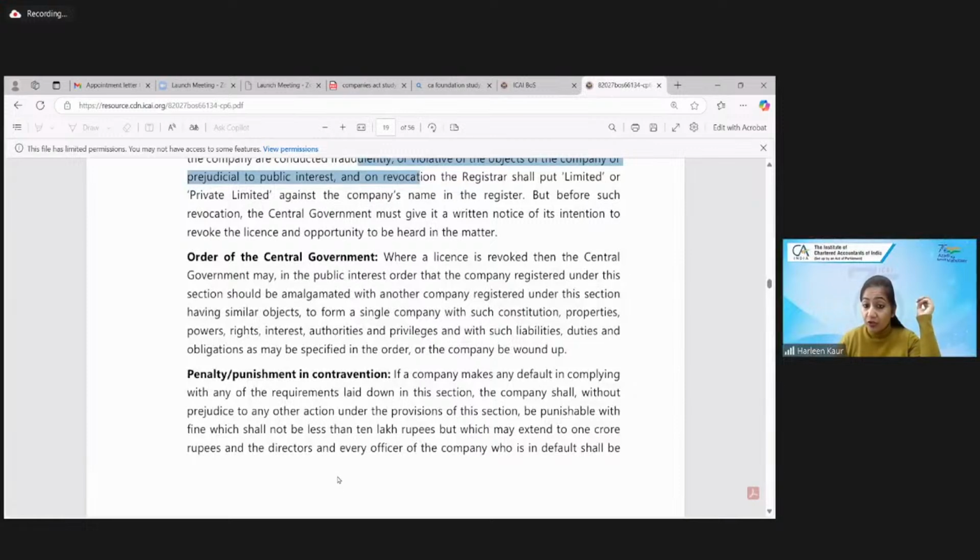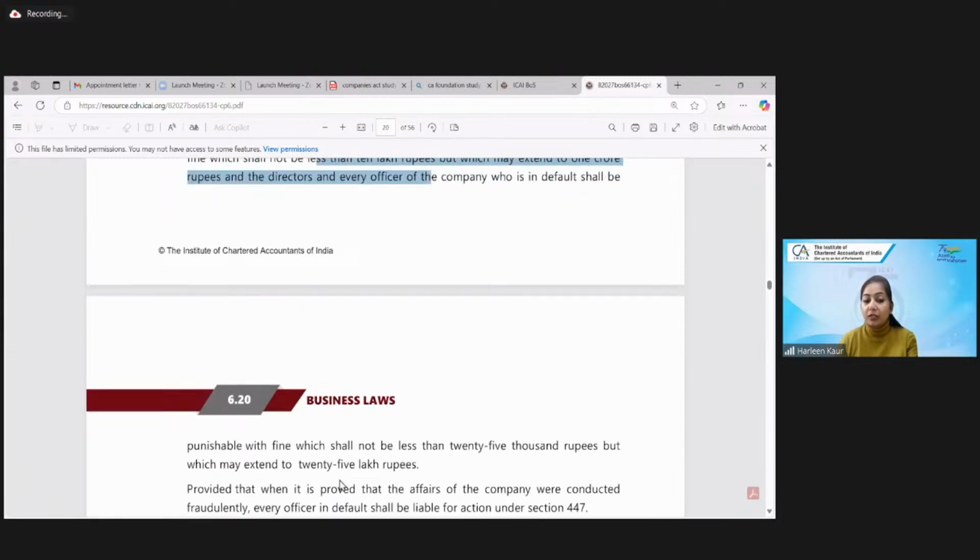And for any contravention, if you make Section 8 companies, a very severe hardship is given. If you make any contravention, then a fine which can extend from 10 lakh rupees up till 1 crore rupees. It is the major fine in Companies Act, children. 10 lakh to 1 crore rupees will be fined to the company, and the officer in default will be fined with 25,000 to 25 lakh rupees.